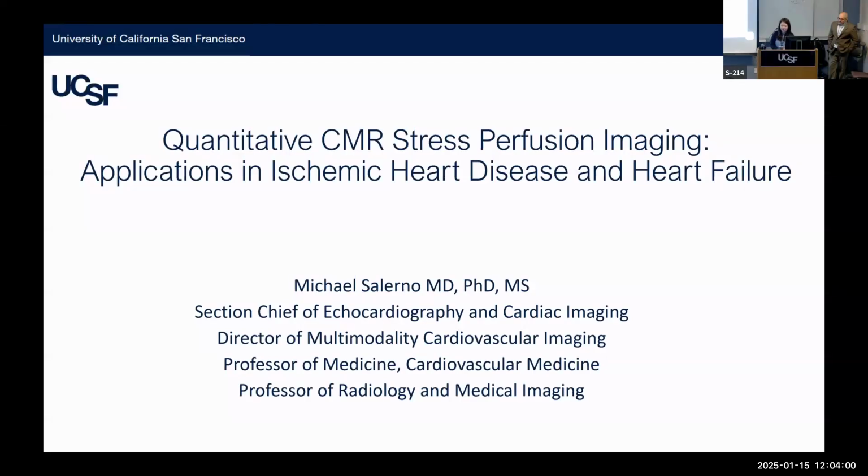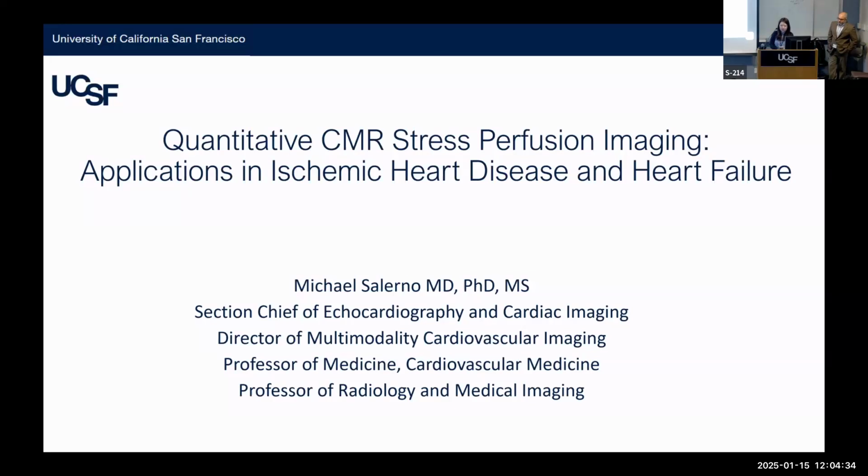And then returned to UVA, where he completed a 2-year advanced cardiovascular imaging fellowship and served as faculty in cardiology, radiology, and biomedical engineering for over 10 years at UVA. Prior to joining UCSF, he served as the section chief of cardiac imaging and director of echocardiography at Stanford. So we're very fortunate to have him join us here to head our echo and cardiac imaging section.